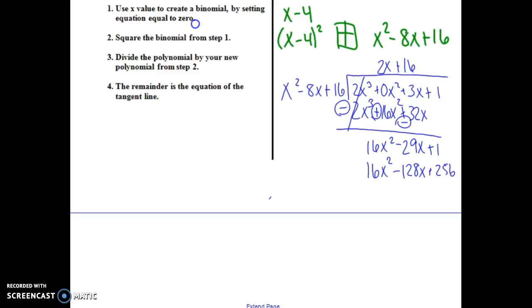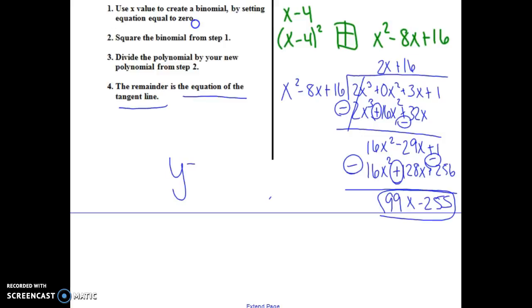Another awesome number. I'm going to switch all these signs. It becomes a minus, a plus, and a minus. And then I end up with 99x minus 255. This remainder is the equation of the tangent line. So the equation of the tangent line is y equals 99x minus 255. So let's have you try one on your own.